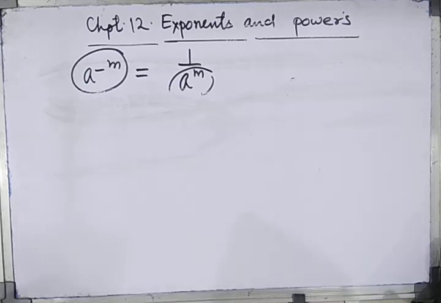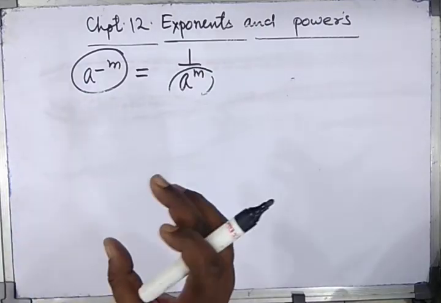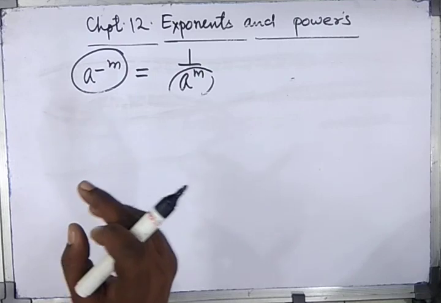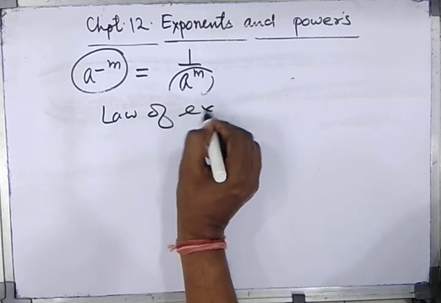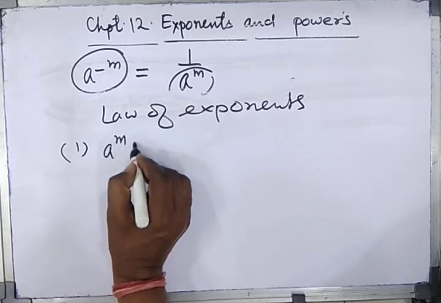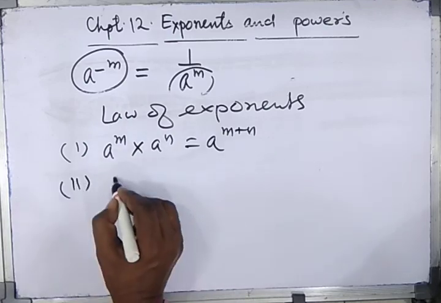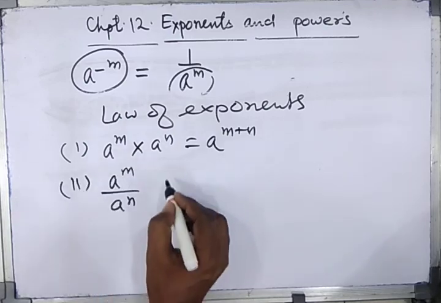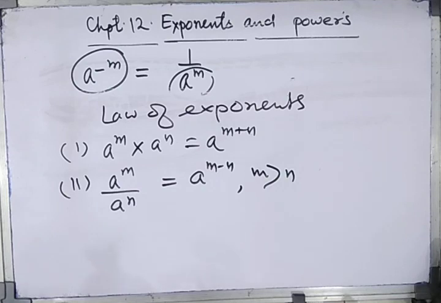So student, in 7th standard we have studied the law of exponents. If a and b are non-zero integers and m and n are any integers, then the laws of exponents are: First one, a raised to m into a raised to n is equal to a raised to m plus n. Second one, a raised to m by a raised to n is equal to a raised to m minus n, where m greater than n.